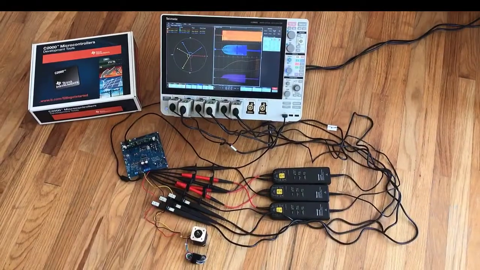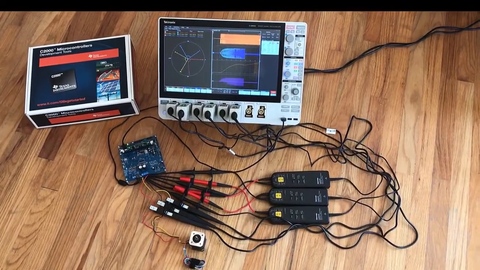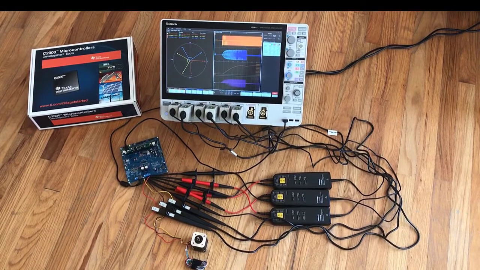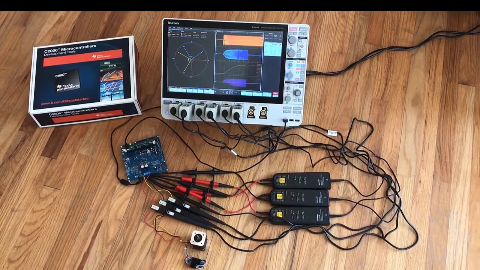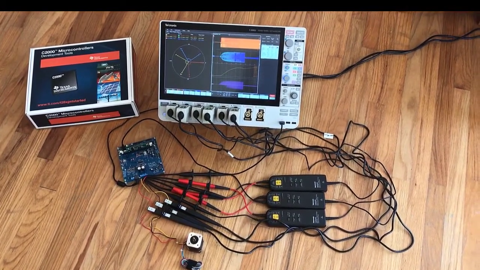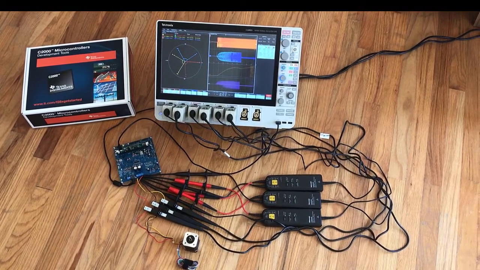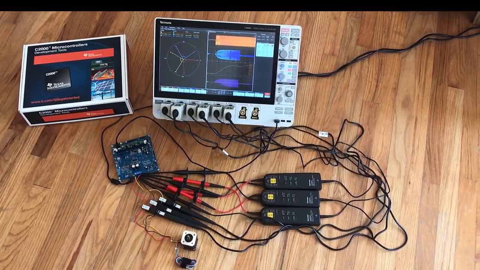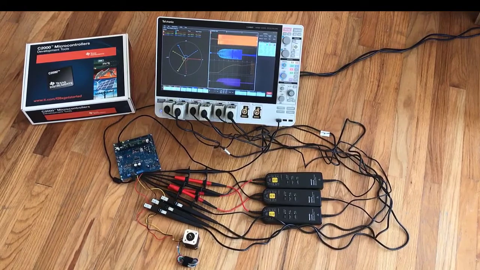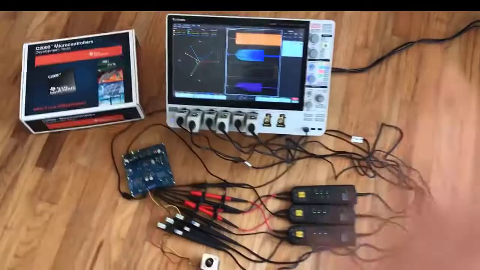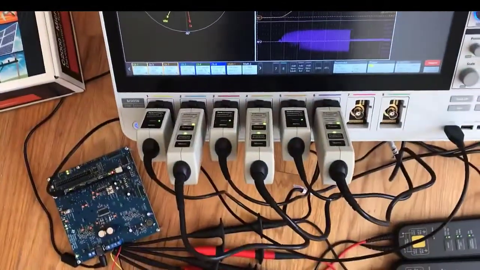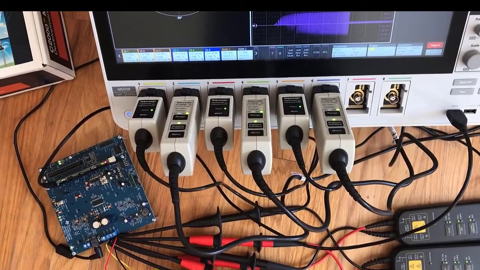Okay, so what we have here is our 8-channel 5-series mixed signal oscilloscope with the inverter motor drive analysis software package. And we're doing a little bit of analysis on a Texas Instruments C2000 microcontroller motor drive 3-phase BLDC motor. So you see here on the scope we've got 3 current probes and 3 differential probes hooked up.